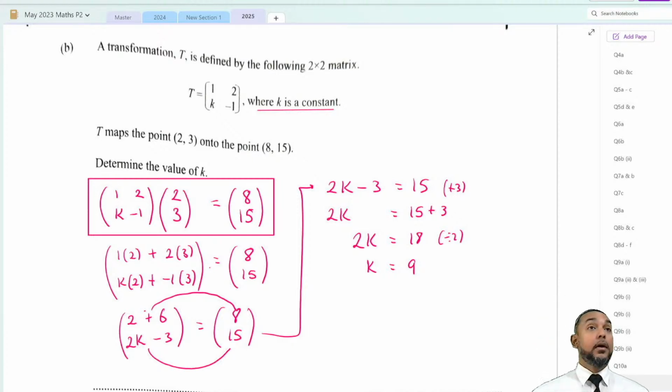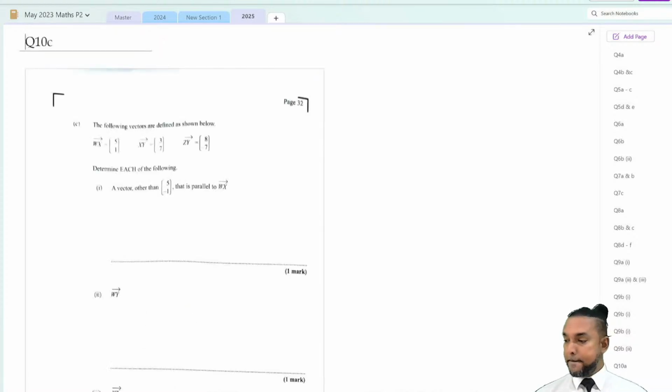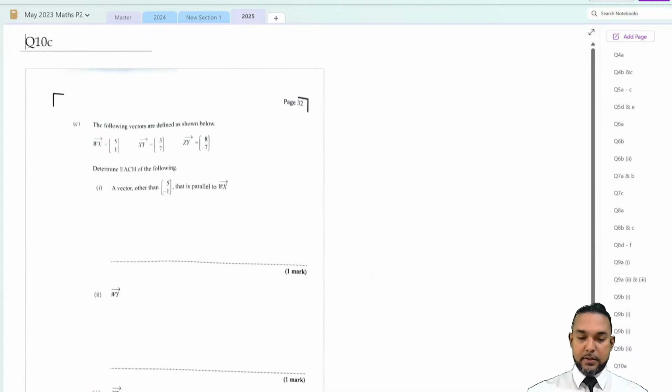All right, so let's turn the page. You all okay with this? Still copying some stuff down? Finished? Okay, then no problem. All right, so WY and XZ. All right, cool.